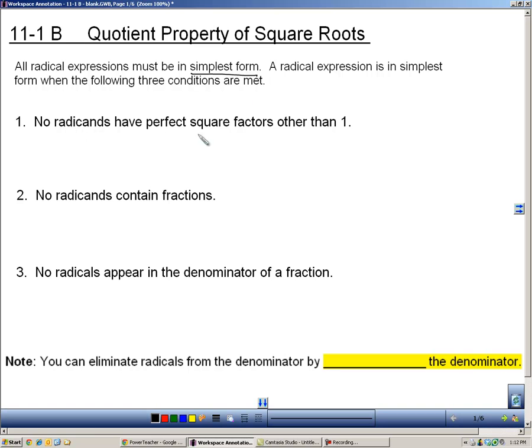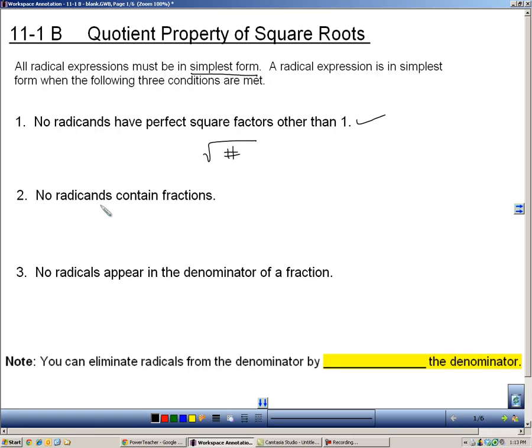First, no radicand has a perfect square factor other than 1. And we dealt with that in the first video. When you have a square root and there's a number under it, it cannot have a perfect square factor. And we learned how to do that in the first video.